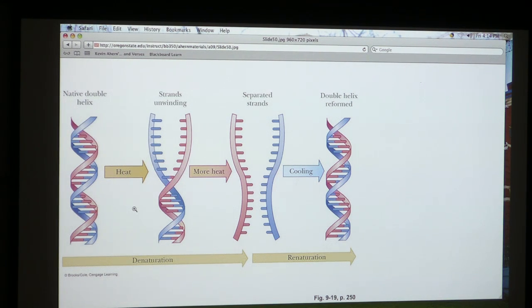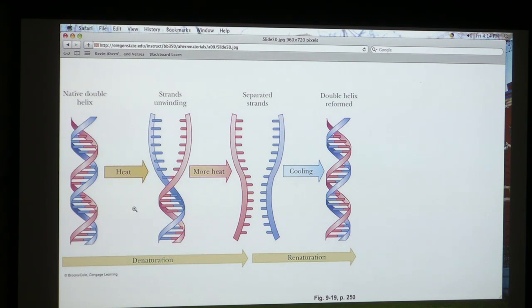Okay? In the laboratory, if we want to do this, we make it easy. We can peel those strands apart by putting the DNA in some boiling water, and the strands come apart, and then it becomes very easy for us to replicate that DNA.